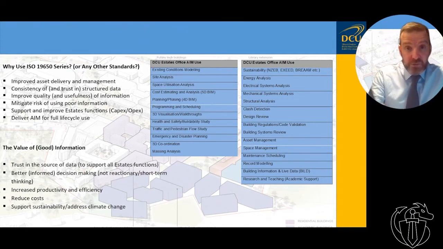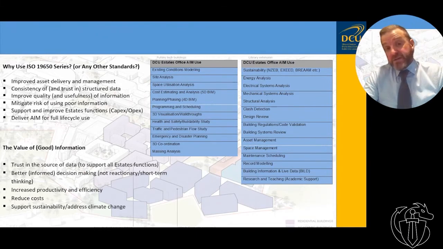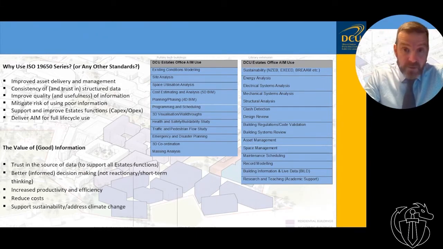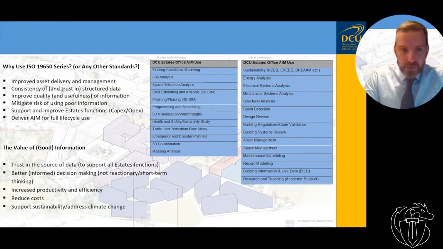And just on the right hand side of the current slide, I have some different asset information uses. So this is where we see information, structured data, good, useful, dependable information can be used. So what's the value of good information? It's trust in the source of the data, to support our estate's functions. Better or informed decision making, so be less reactionary, less short-term thinking, understanding what we need, why we need it, and when we need it.